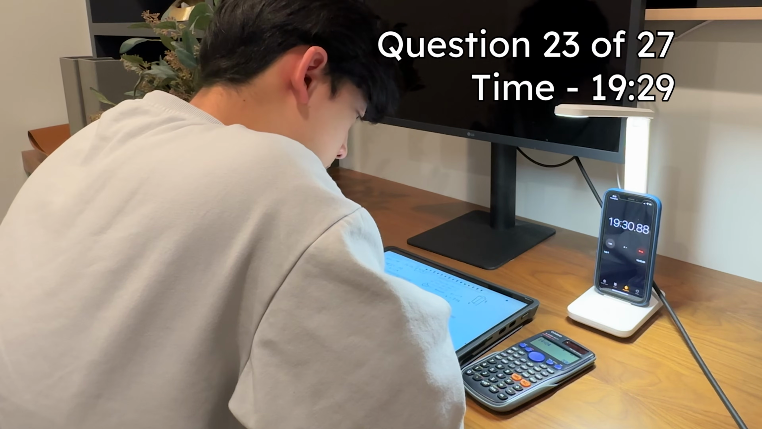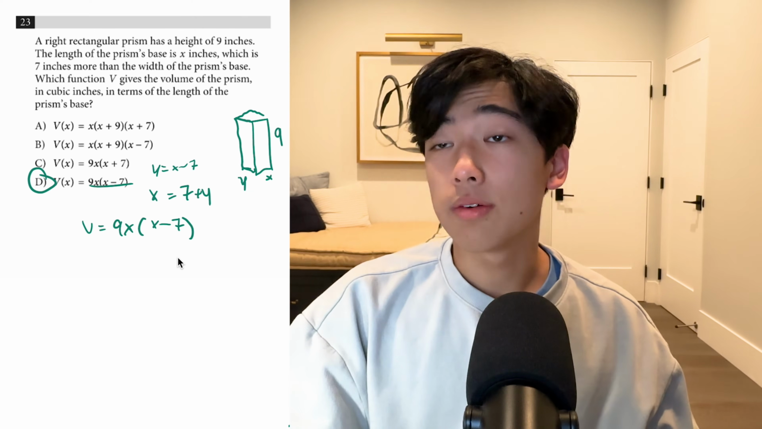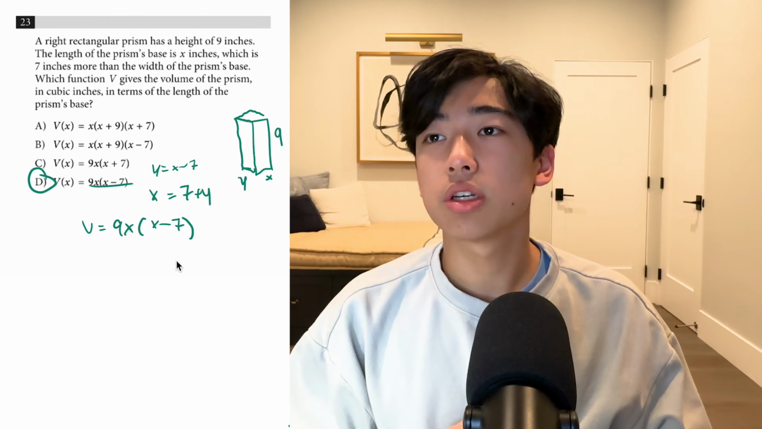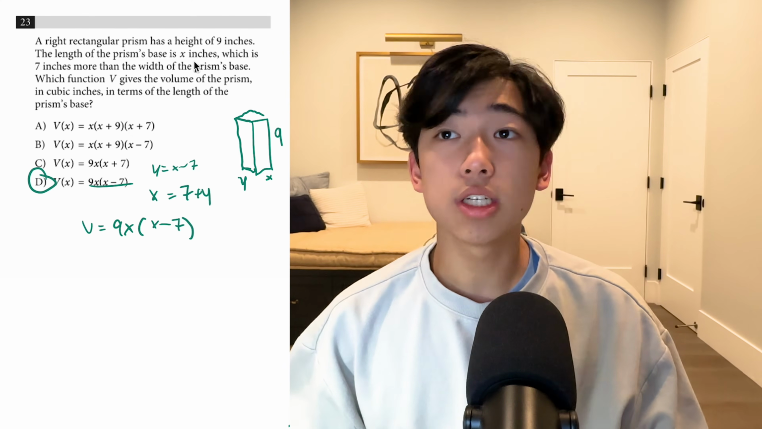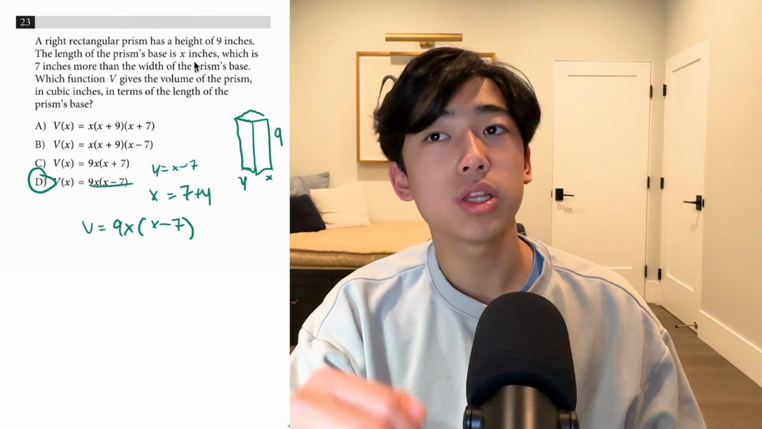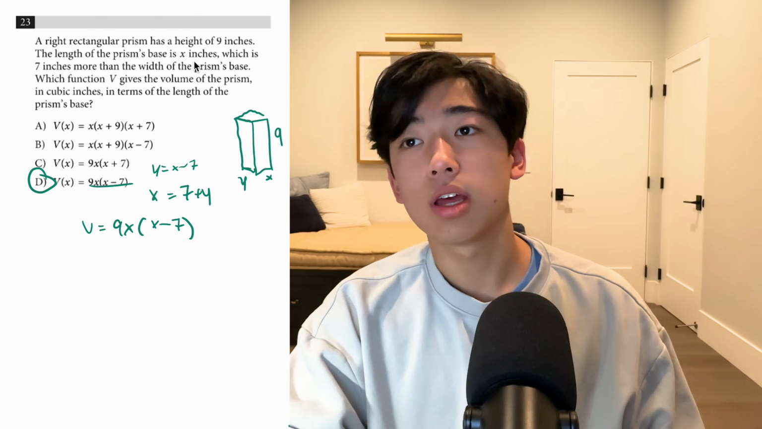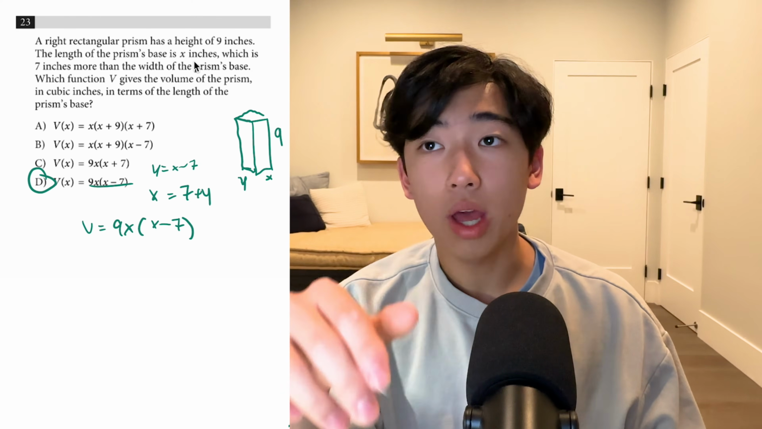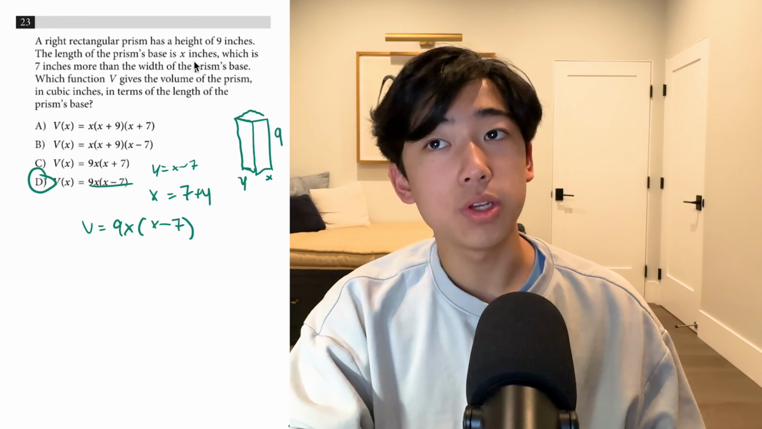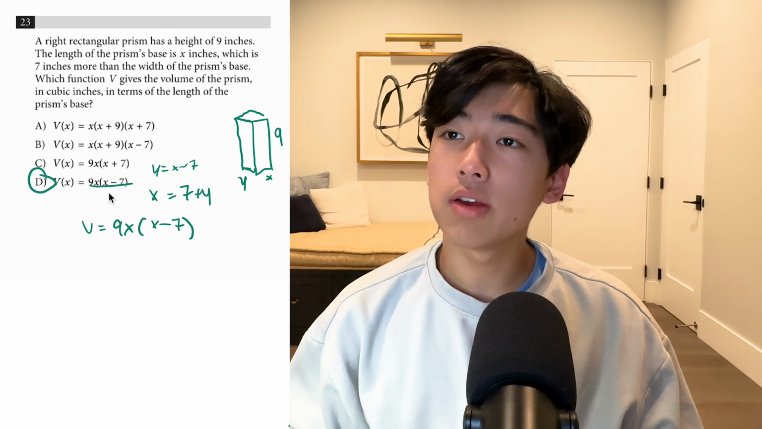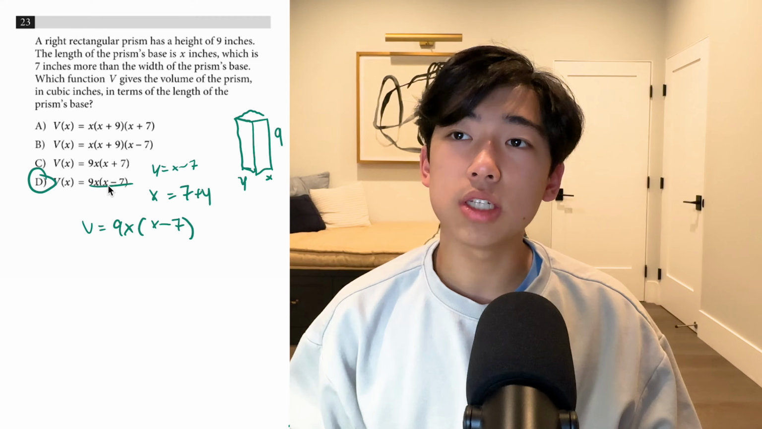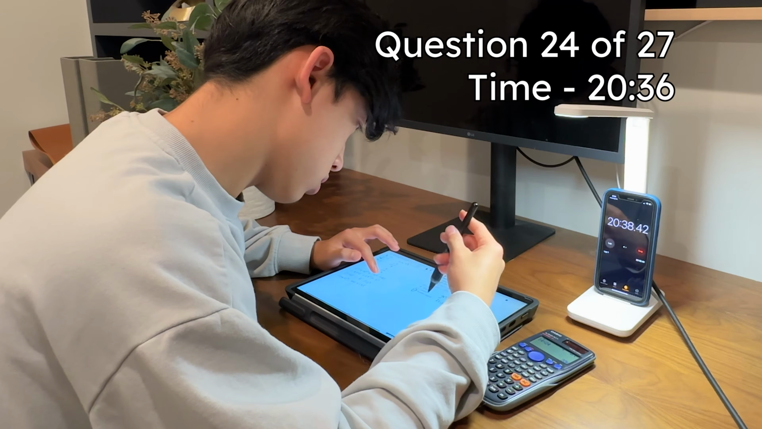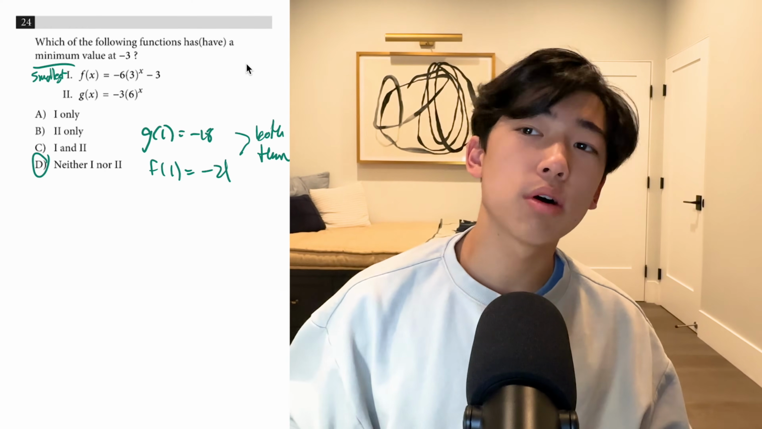Now for number 23, understanding what the volume of a prism is, and making sure you define these variables. So you can see the length is x, which is 7 more than the width. So you may think, okay, so the width is x plus 7. But that's not actually true. The width is actually equal to x minus 7 because x is supposed to be 7 greater than the width. So that's why it would be either C or D, and just making sure you get those slight adjustments, and it's x minus 7.